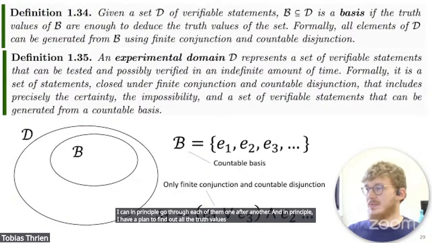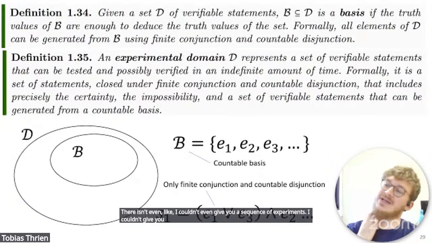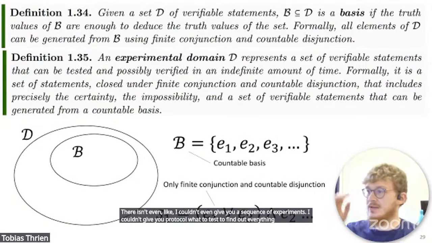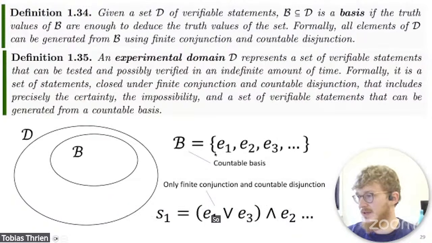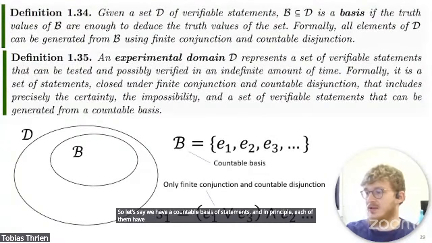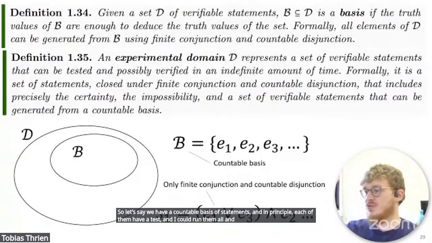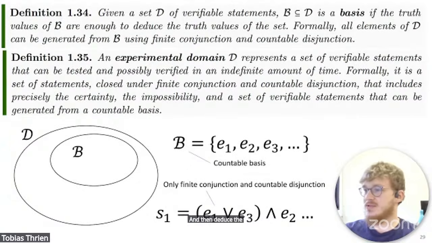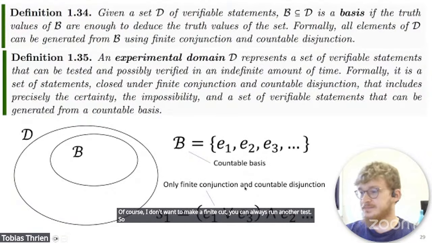If there were uncountably many, I couldn't even give you a sequence of experiments. I couldn't give you a protocol, what to test to find out everything. There will always be infinitely many things I will never be able to reach. So let's say we have a countable basis of statements, and in principle, each of them has a test, and I could run them all and then deduce the truth values of all statements I want to consider. Of course, I don't want to make a finite cut. You can always run another test. So infinitely many, but countable.